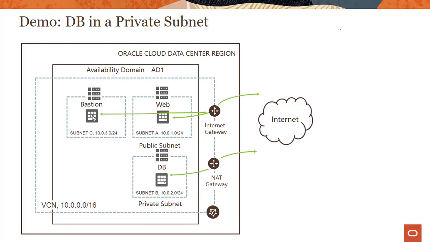We are going to create the bastion host in the same subnet as the web server. In a production case, a real environment, you would have the bastion in its own public subnet, so you can secure it better. But then we are going to have a bastion, and a database running in a private subnet, and we are going to showcase a NAT gateway. So let me just jump to the OCI console.